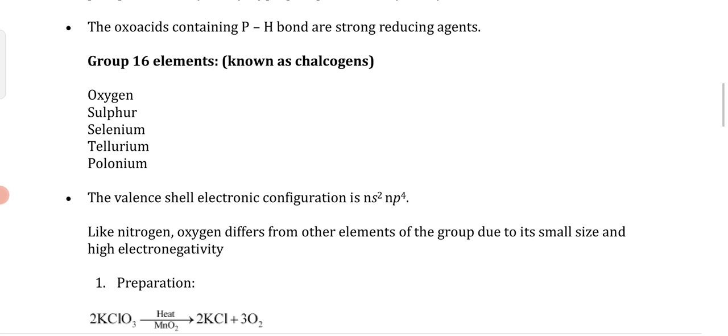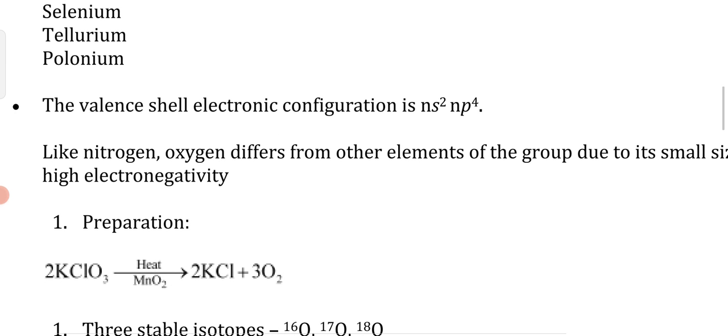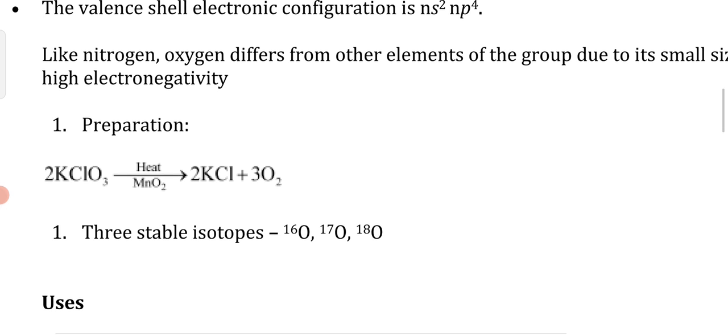That means for oxygen n equals 2, that is 2s2 2p4. For sulfur the valence electronic configuration will be 3s2 3p4. For selenium it will be 4s2 4p4. For tellurium it will be 5s2 5p4. Like nitrogen, oxygen differs from other elements of the group due to its small size and high electronegativity. Nitrogen and oxygen, their properties are different due to their small size and high electronegativity.